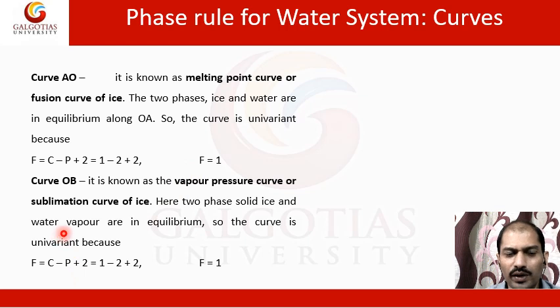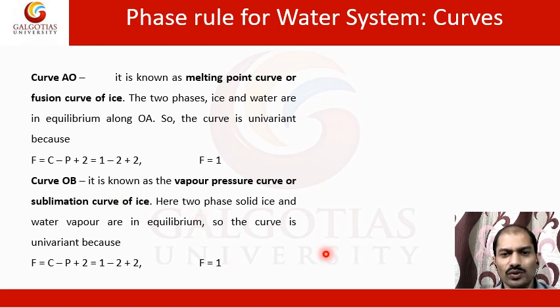Curve OB is known as the vapor pressure curve or sublimation curve of ice. Here the two phases, solid ice and vapor, are in equilibrium. The curve is univariant because F = C - P + 2 = 1 - 2 + 2 = 1. So again this is univariant. In the case of the sublimation curve also, you can check whether it is multivariant or univariant.